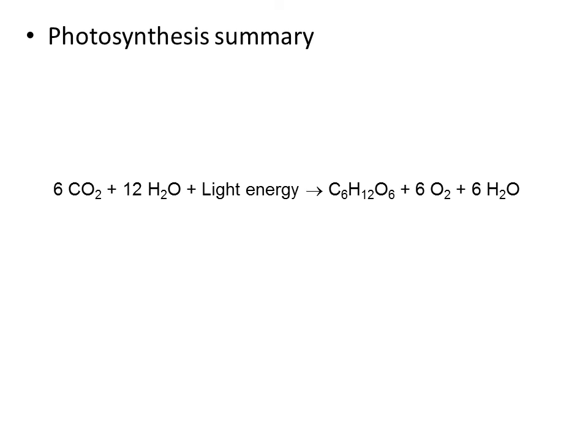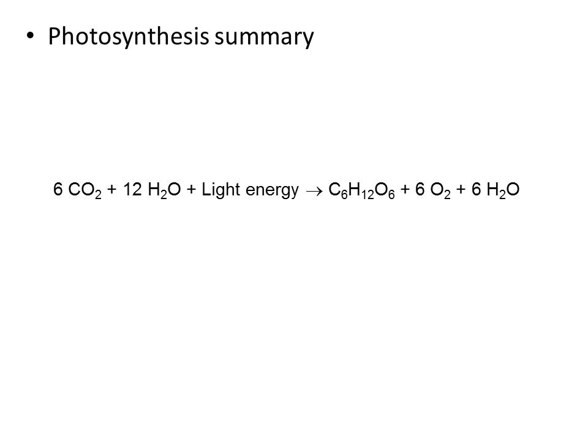This is the photosynthetic equation. On the left side of the yield sign, you have 6 carbon dioxide, 12 water, and light energy. Those things are called the reactants. They must be present in order for a product to be formed. The product is to the right of the yield sign.